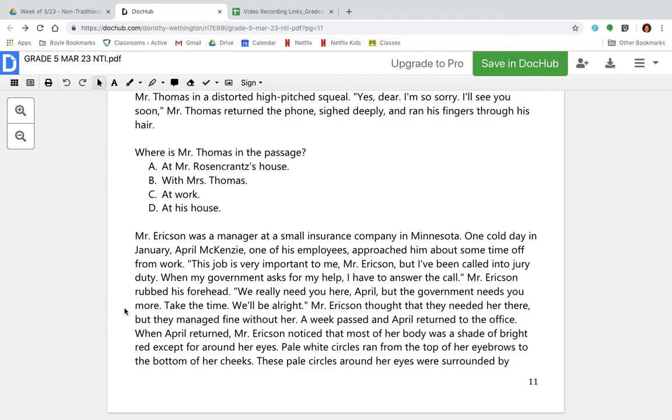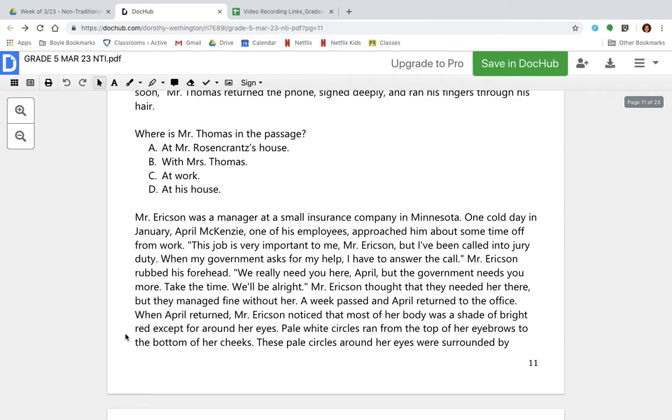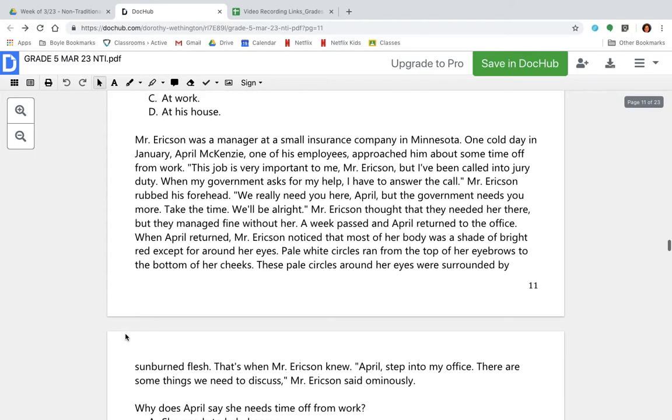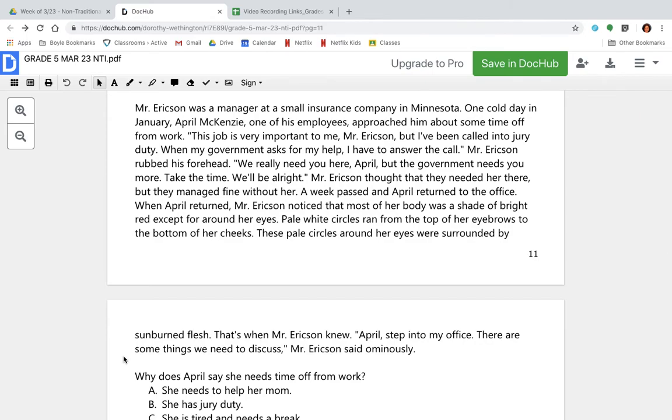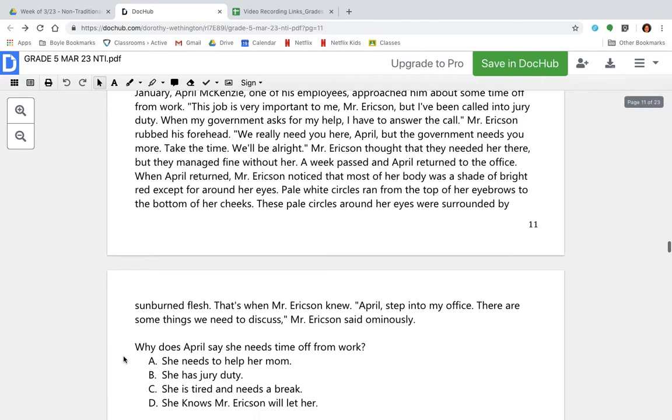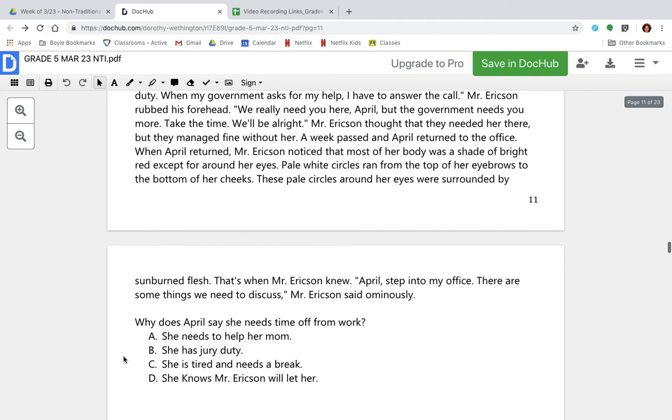Mr. Erickson thought they needed her there, but they managed fine without her. A week passed, and April returned to the office. When April returned, Mr. Erickson noticed that most of her body was a shade of bright red, except for around her eyes. Pale white circles ran from the top of her eyebrows to the bottom of her cheeks. These pale circles around her eyes were surrounded by sunburned flesh. That's when Mr. Erickson knew. "April, step into my office. There are some things we need to discuss," Mr. Erickson said ominously.